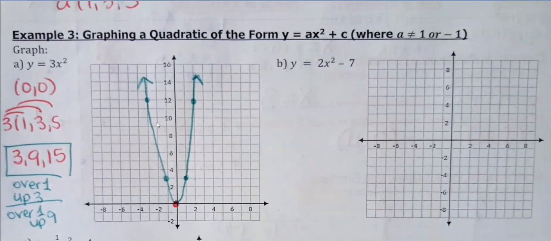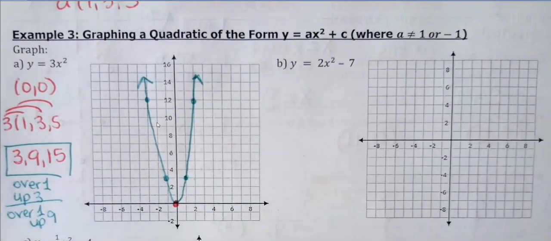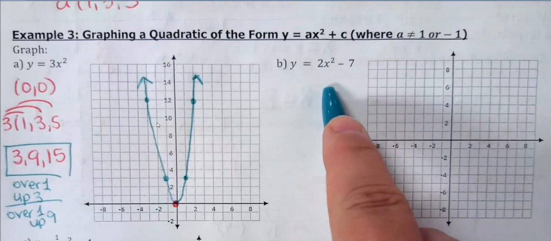And that's all you have to do. Does anybody have a question? Okay, I'm going to give you a different one that's got a number in front of the x squared. So this one says y equals 2x squared minus 7. Can anybody tell me what the vertex of that would be?